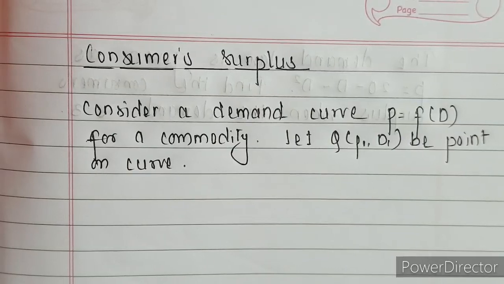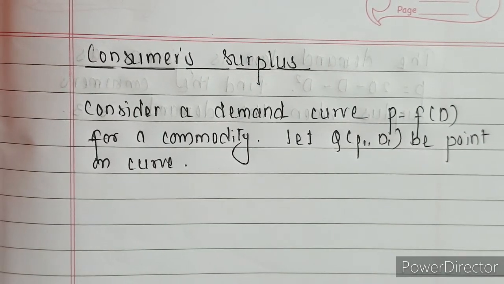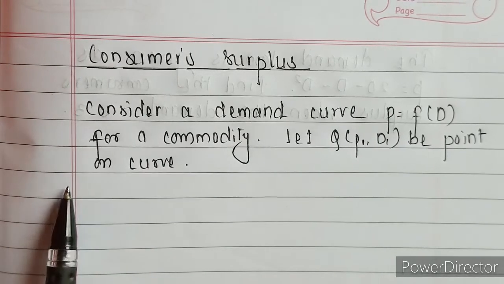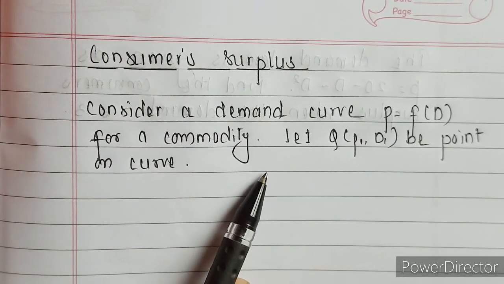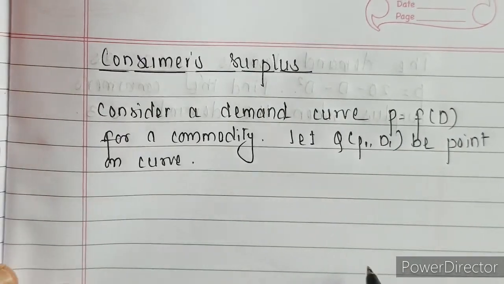We'll be discussing consumer's surplus. Now consider a demand curve P for a commodity, and let Q be a point on the curve. Let's draw that.